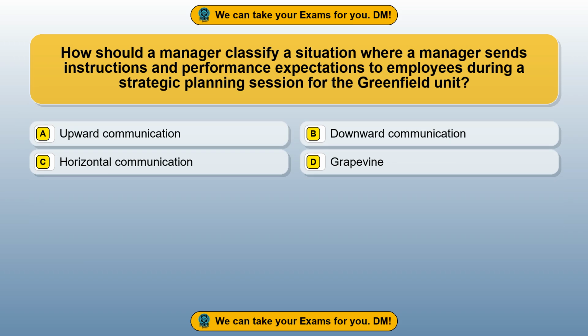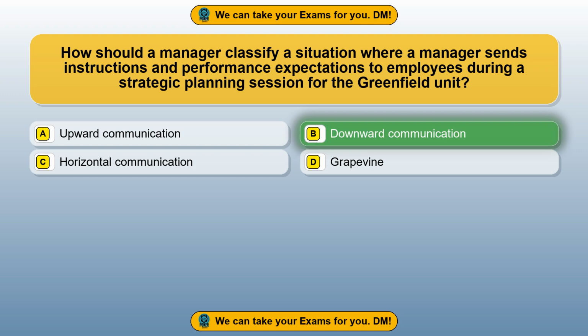Question 70. How should a manager classify a situation where a manager sends instructions and performance expectations to employees during a strategic planning session for the greenfield unit? Option A, upward communication. Option B, downward communication. Option C, horizontal communication. Option D, grapevine. The correct answer is option B, downward communication.